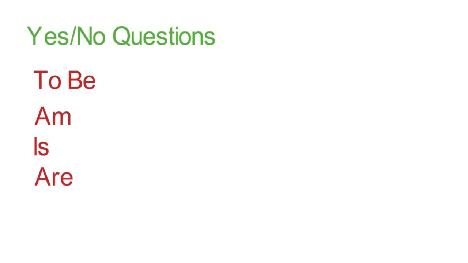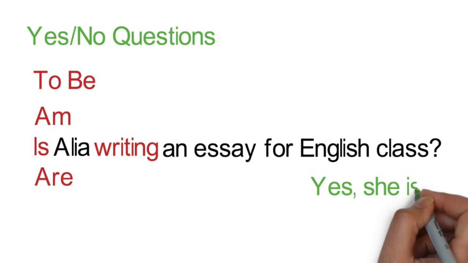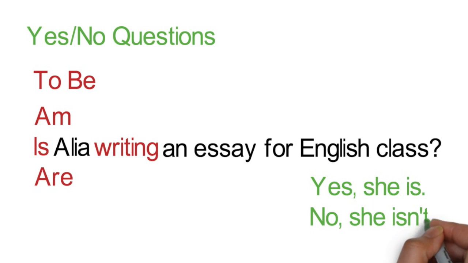The present continuous tense can also be used with yes or no questions, which means the answer is usually either yes or no. To make these questions, we will start with the verb to be and not with the question word, such as what or how. So we start with the correct form of the verb to be, like am, is, or are. For example, is Alia writing an essay for English class? And the answer would be either yes she is or no she isn't. Remember that she refers to Alia, and is the correct form of the verb to be with a singular female, such as Alia or she.